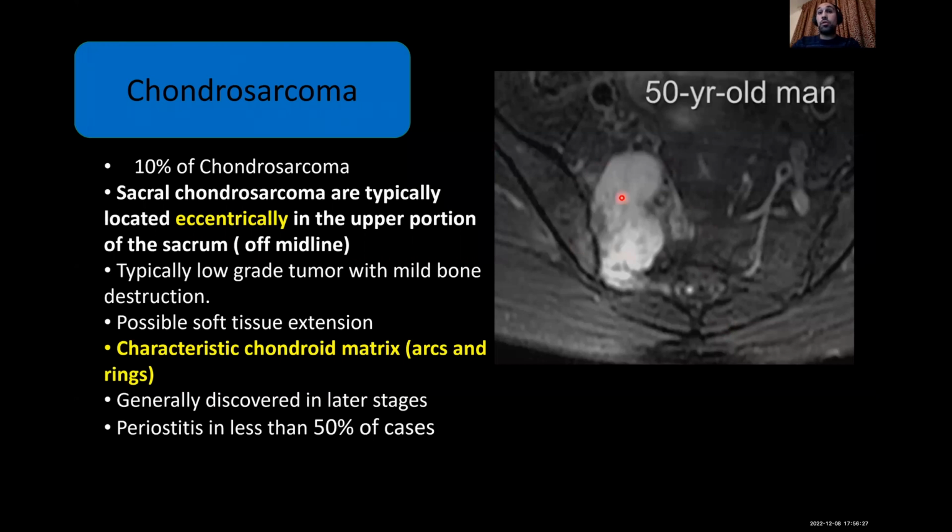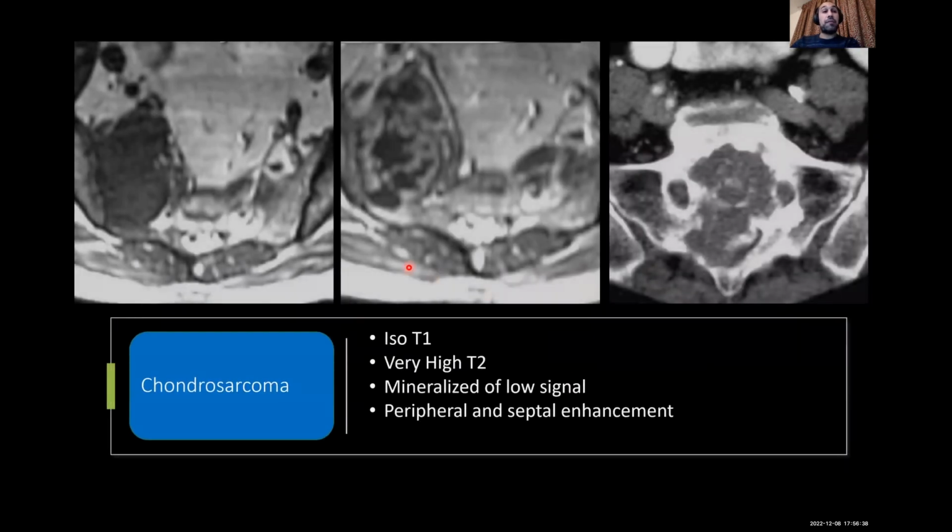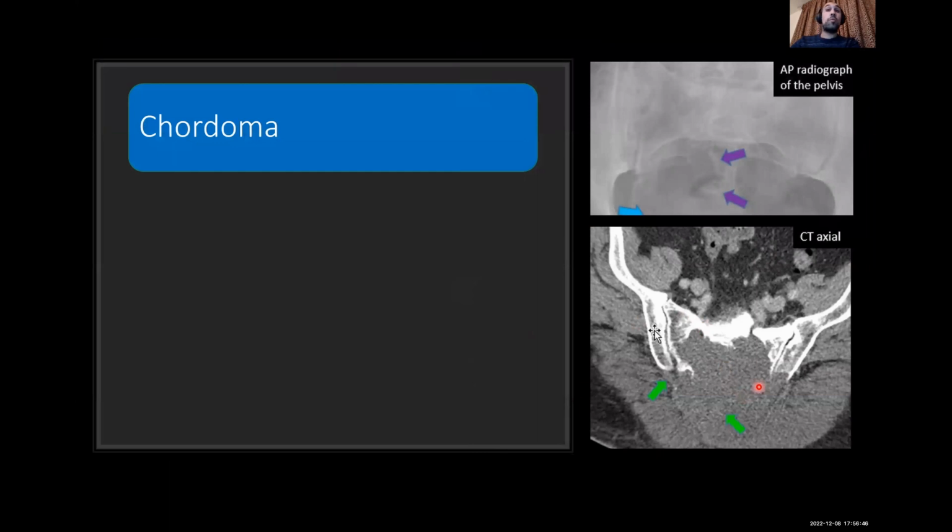Here it is, this chondrosarcoma, with this chondroid matrix, the rings and arcs, the high signal in the fluid sensitive sequences, the low T1 signal, and the heterogeneous enhancement. Okay. Here is a chordoma, a midline lesion involving the sacrum. Don't forget to have a look at the clivus.